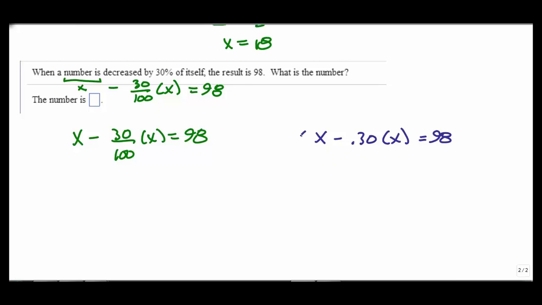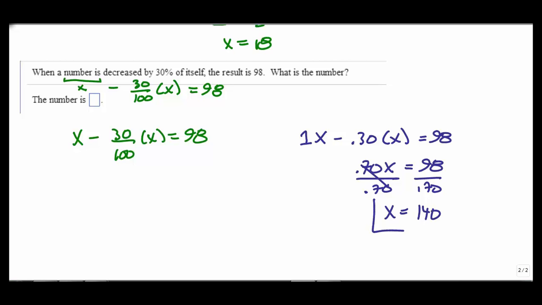Here I have 1x minus 0.3x is 0.70x. And then to solve, I divide both sides through by 0.70. And so I basically have 98 divided by 0.7. Well, 98 is divisible by 7, so 7 times 14 is 98, so 98 divided by 0.7, I have to make sure that we consider that decimal, I get 140.